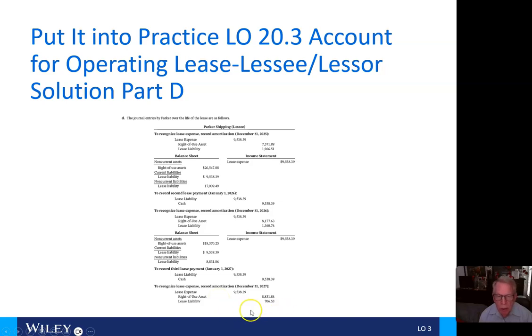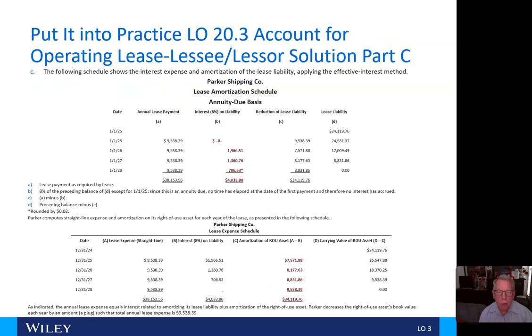$9,538.39, and then we'll recognize amortization by debiting lease expense for $9,538.39 and credit right-of-use asset, this time for $8,831.86, and credit lease liability for $706.53. And we can get all those numbers from this lease amortization and lease expense schedules.